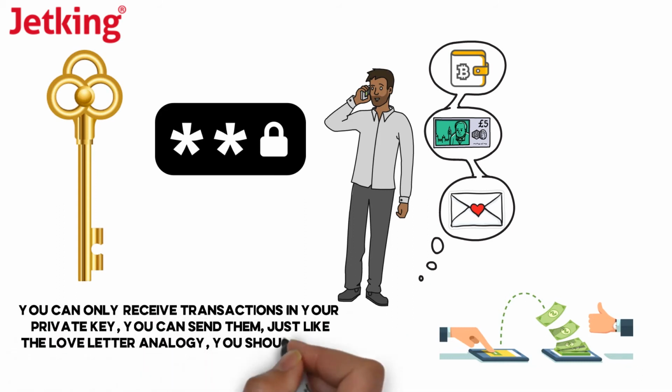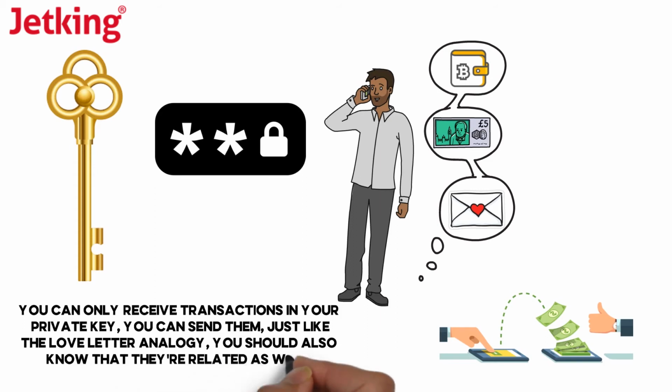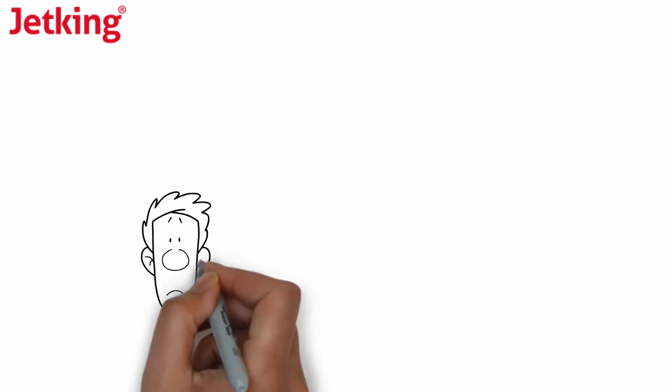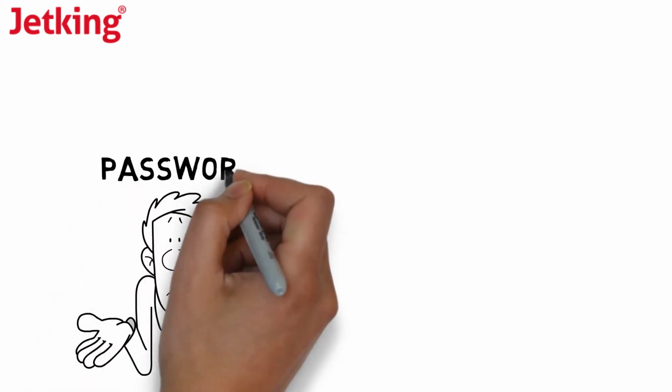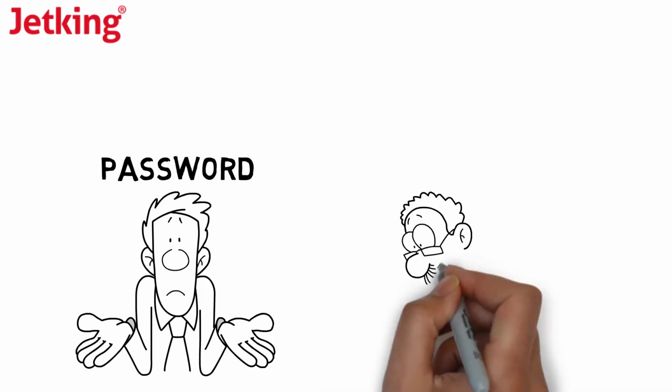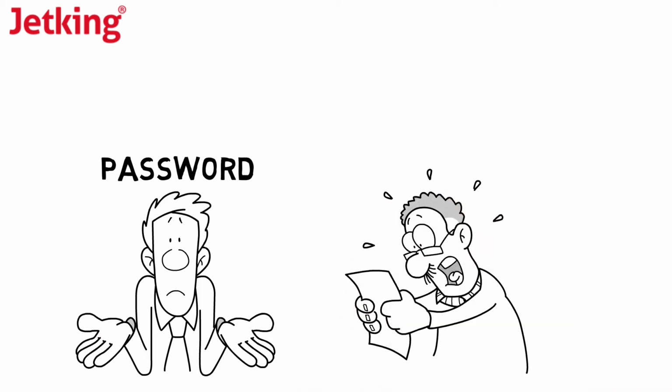You should also know that they're related as well. In fact, your public key is generated with your private key. So if you ever forget your public key or your address, you can just use your password to regenerate it. However, someone who knows your public key will realistically never find out your private key unless you tell them.